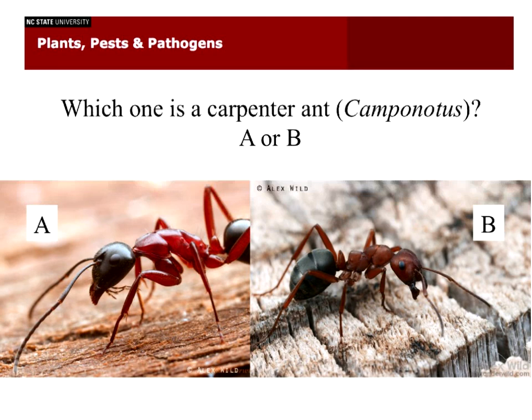Okay, time for a quiz. See if everybody's been paying attention a little bit. Let's see, which one of these is a carpenter ant, Camponotus? A or B? Judging from what I told you before about how to distinguish between them.